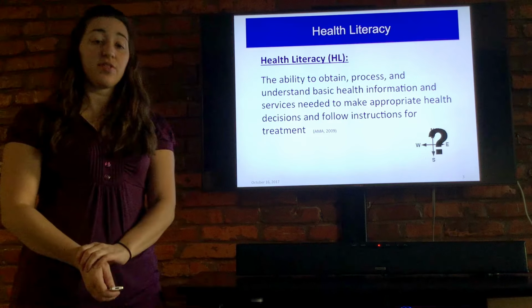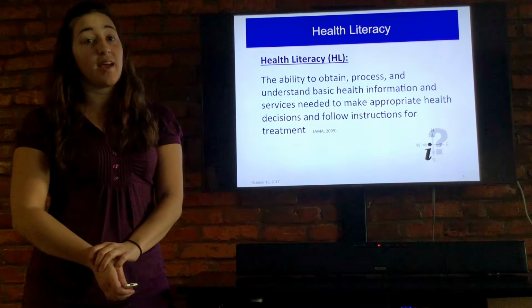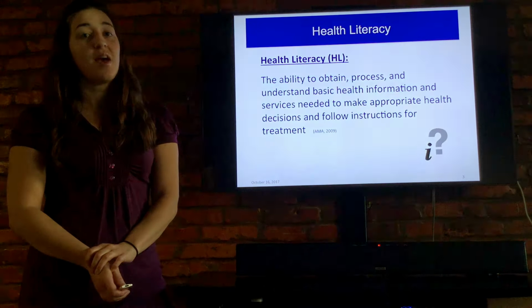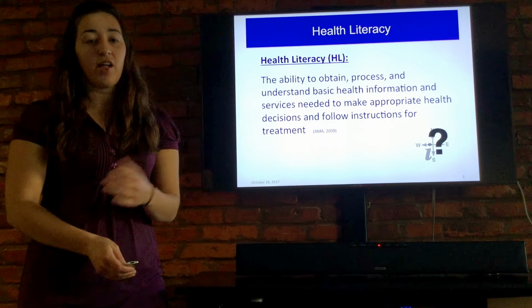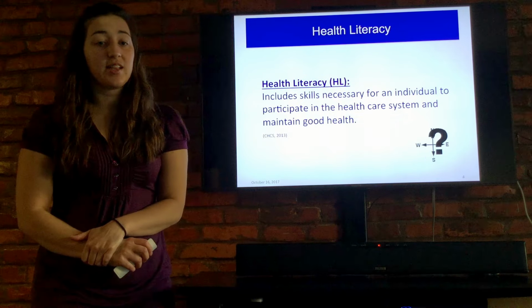And to define health literacy, it's the ability to obtain, process, and understand basic health information and services needed to make appropriate health decisions and follow instructions for treatment. Health literacy includes skills necessary for an individual to participate in the healthcare system and maintain good health. These skills include reading and writing, calculating numbers, communicating with healthcare professionals, as well as using health technology.